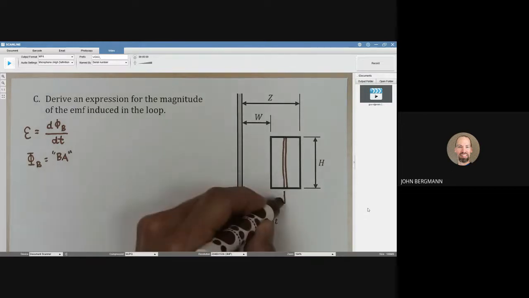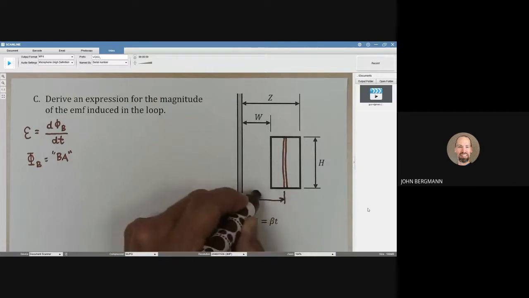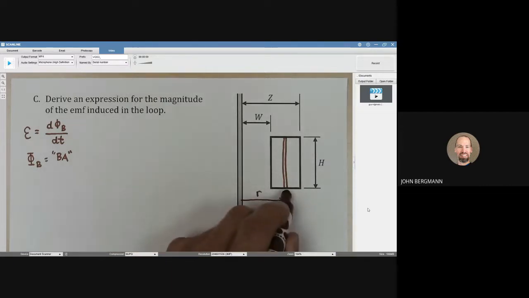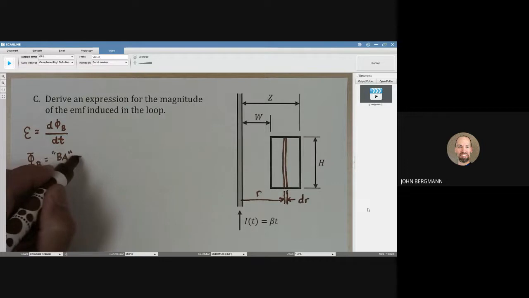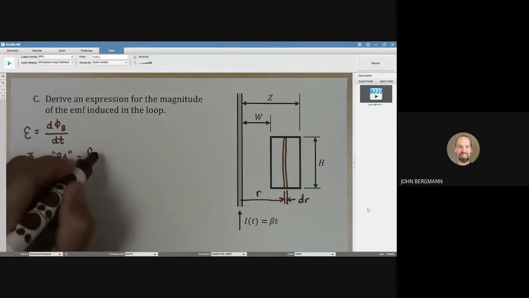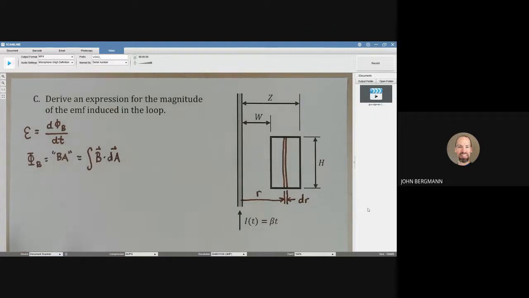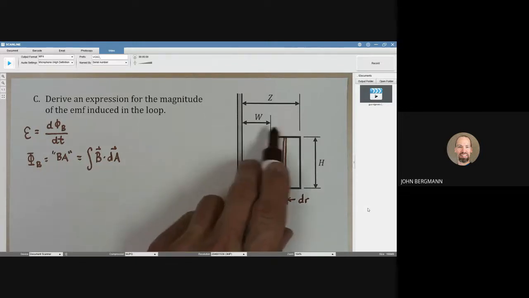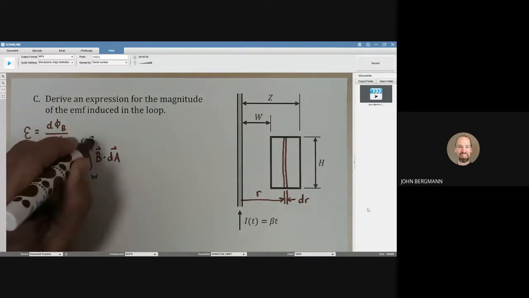But if that slice is a distance r away from the wire, and if it has a thickness dr, then what we need to do here is instead use the calculus form of this and see what we can make of it. So let's see if we can do that. We are going to integrate r here from w up to z. R is going to go from w up to z.